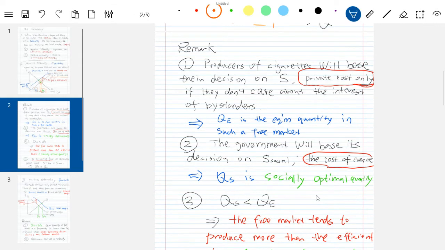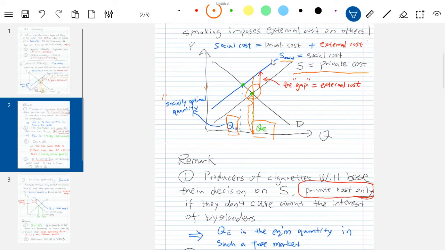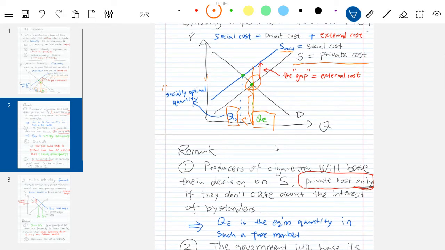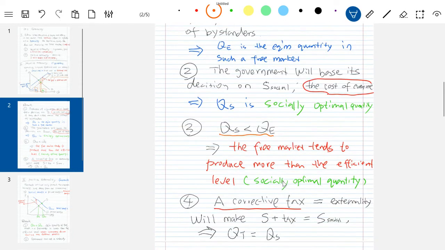Another observation from this graph is that since the social supply curve is higher than the private supply curve, the socially optimal level, QS, will be lower than the equilibrium quantity determined by the free market, QE. As such, the free market would tend to produce more than the efficient level, which is what we call the socially optimal level of production.